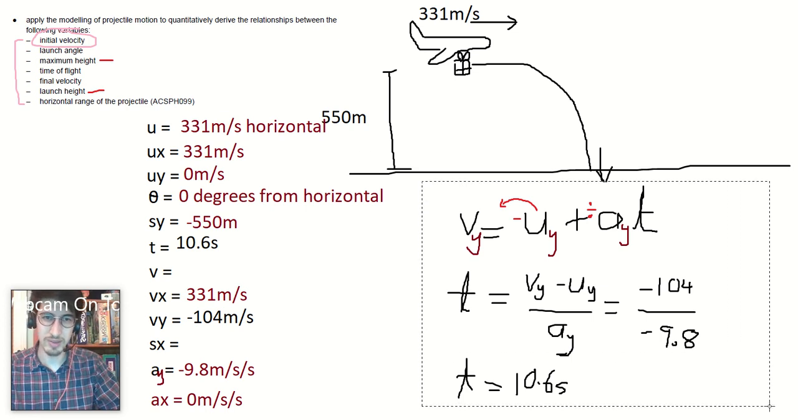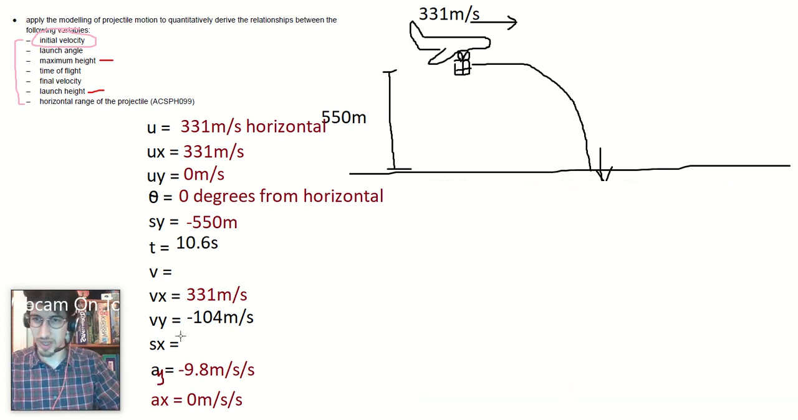Can delete all of that now. Next thing, we have two more things we can calculate. We have the range. Over here it says horizontal range of the projectile. That is displacement in the x direction. And we also have final velocity. We can go for either of them now. So let's go for range first.